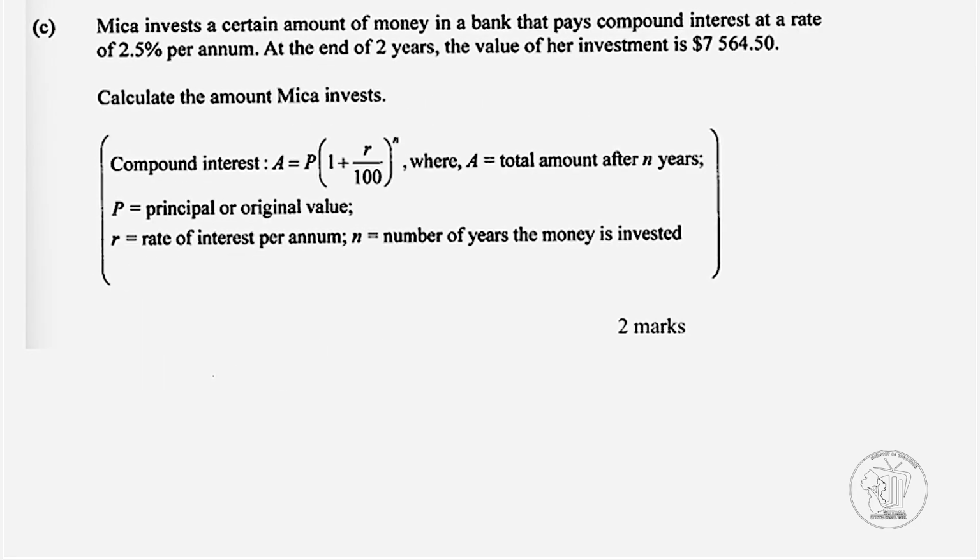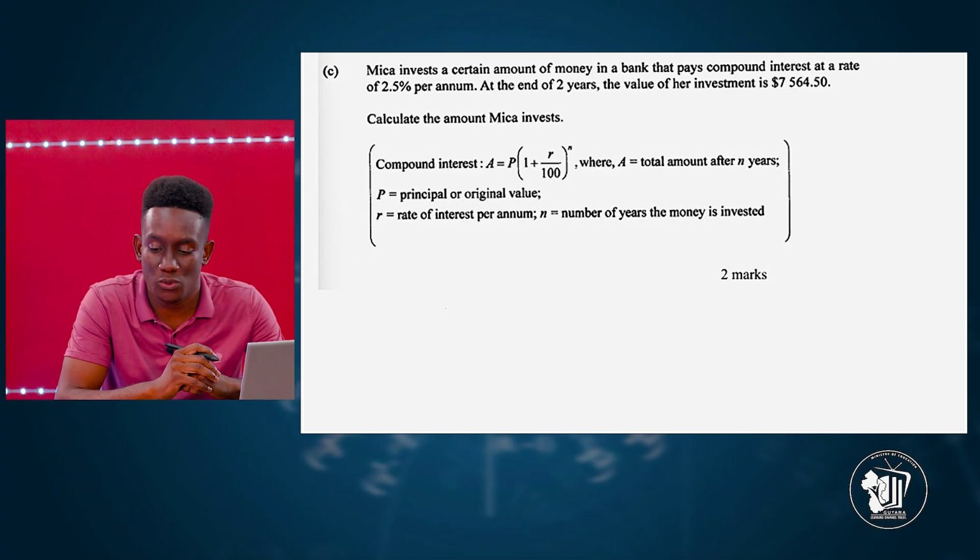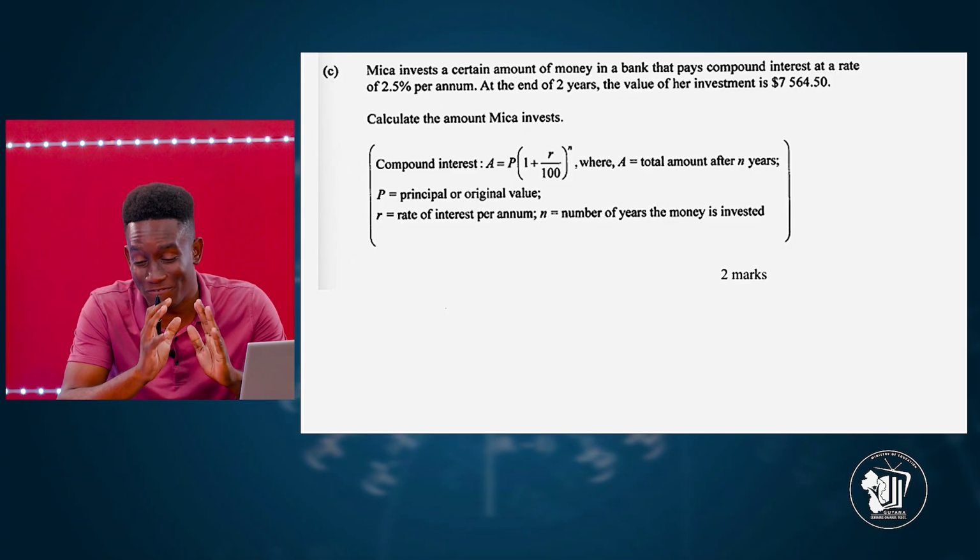So this question says, Mika invests a certain amount of money in a bank that pays compound interest at a rate of 2.5% per annum. At the end of 2 years, the value of the investment is 7,564.50. Calculate the amount of money Mika invests. So we want to calculate the amount of money that was invested.